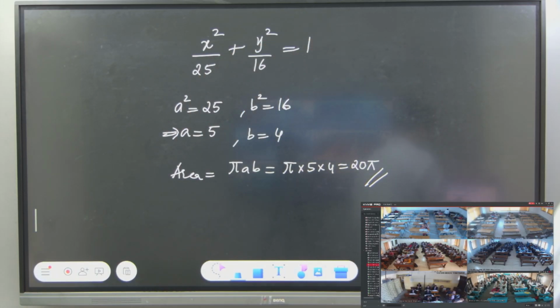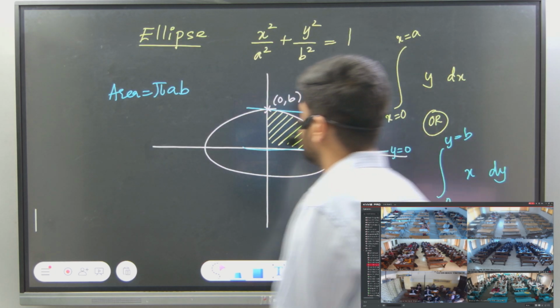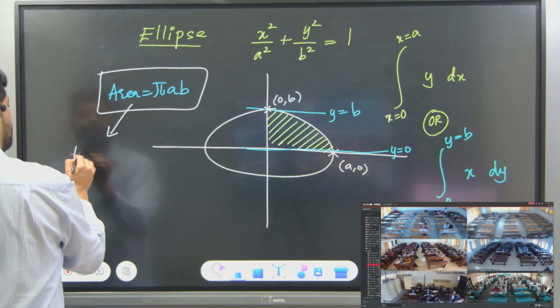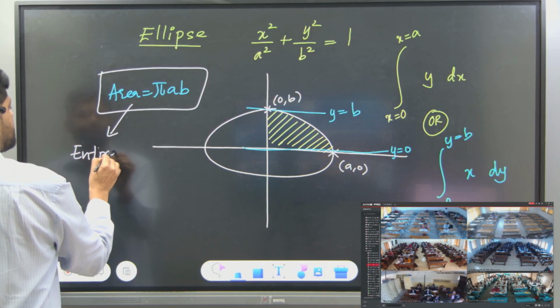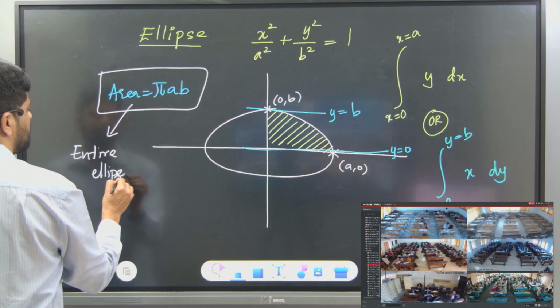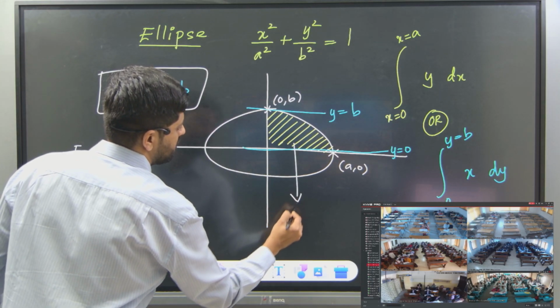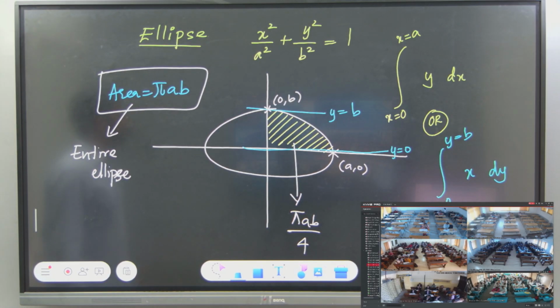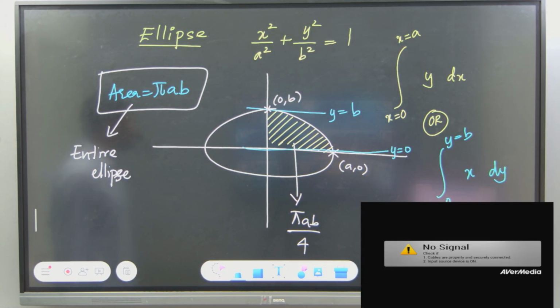20 pi. And this is what? This is area of the entire ellipse. Area of entire ellipse is pi AB. Please keep in mind, entire ellipse, not just one part. So how much will this part be? Pi AB by 4, 1/4 of it. It will be pi AB by 4.